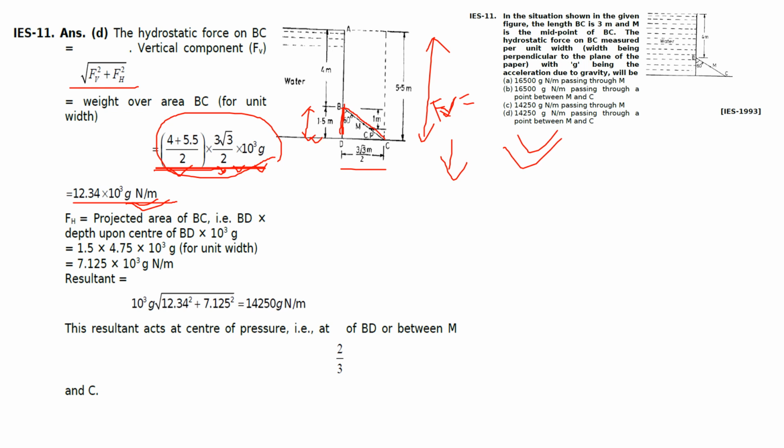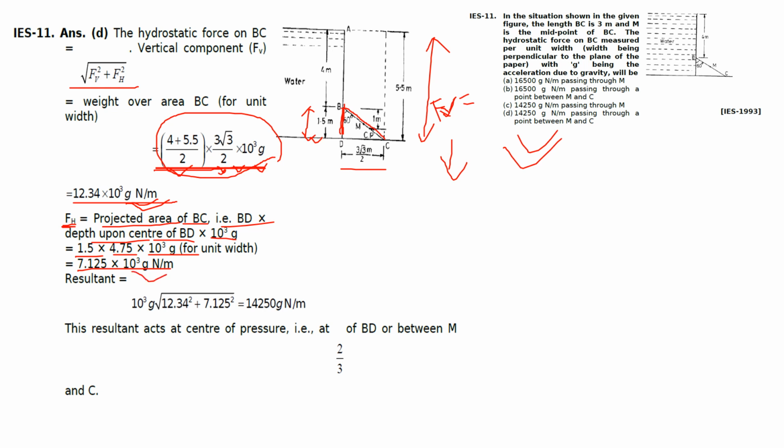Okay, now we have to calculate the horizontal forces. So horizontal force is what? It is like hydrostatic forces, which is nothing but rho g A x bar again. So this projected area on BC, that is BT into depth of the center of BT into 10 to the power 6 G. So this will be 1.5 4.7 into 10 to the power 3 G. If you simplify this, you will get 7.125 into 10 to the power 3 G.